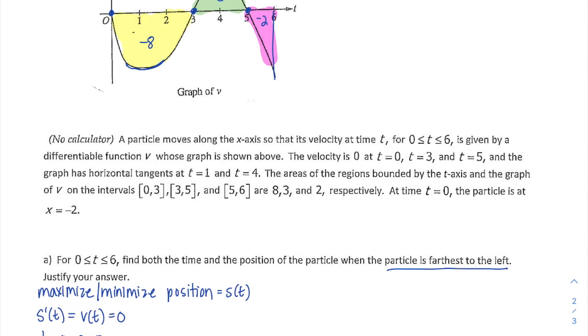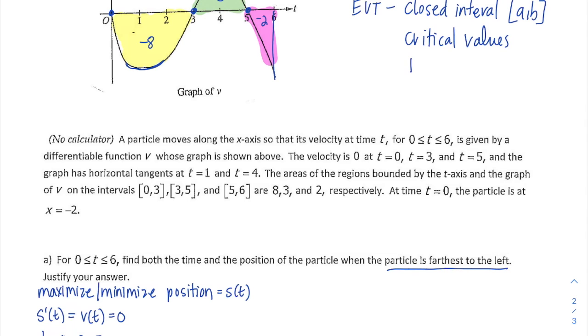Now EVT we haven't talked about yet. EVT is the extreme value theorem. It's always a closed interval. So we're looking at an interval a to b. You find your critical values, and then you do a t-chart. It needs to be a closed continuous interval. So I have my values here. I'm going to do a t-chart here.